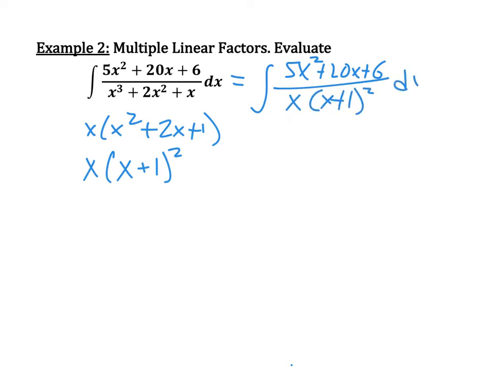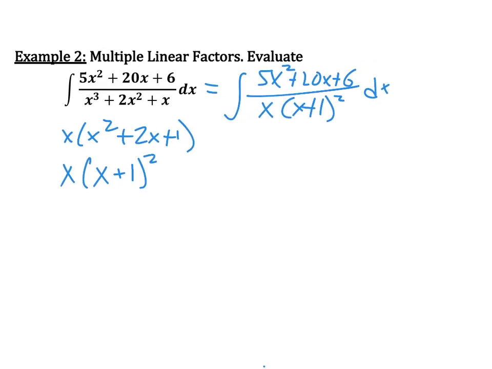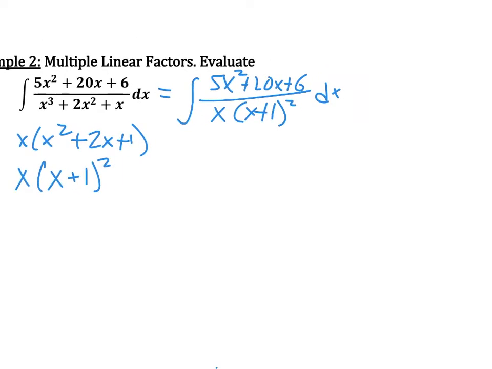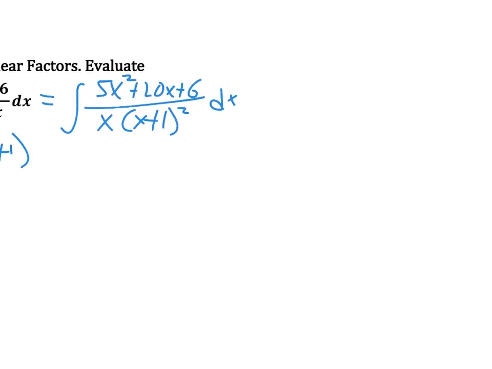Now these are linear factors. They're linear because in this factor, it's just x to the first. This is the biggest degree. This factor, x plus 1, is just x to the first. There's no x squared in here. And so those are linear factors. So when we have linear factors, we're going to break this up into 3 fractions.